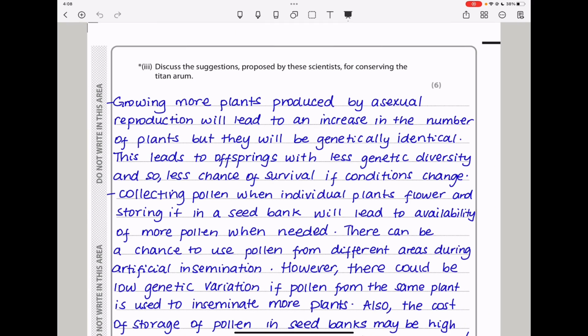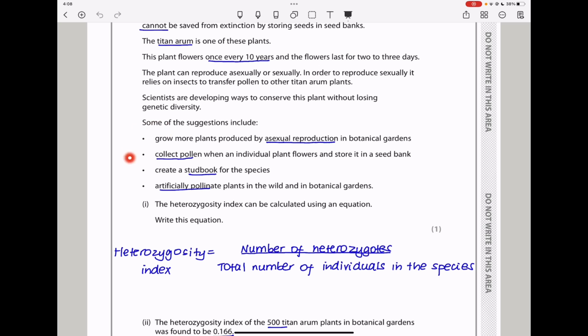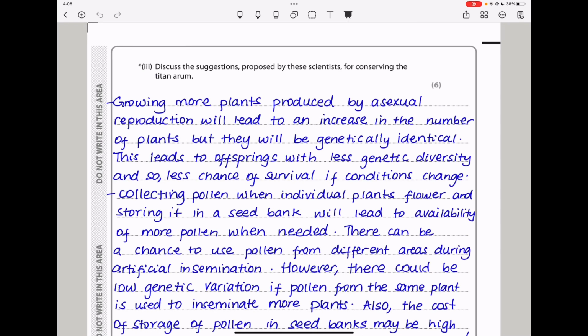Moving on. Here they say, discuss the suggestions proposed by these scientists for conserving the Titan arum. If I take you back here, you can see these were the suggestions, so I'm going to discuss one at a time. The first one was growing more plants produced by asexual reproduction. We know this will lead to an increase in the number of plants, but they will be genetically identical because remember, this is reproduced asexually, and this will lead to offspring with less genetic diversity, and so less chance of survival if conditions change.